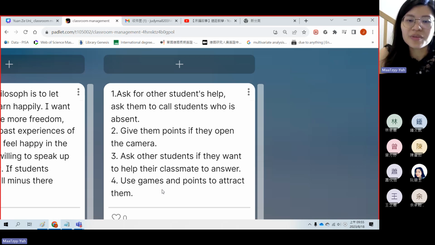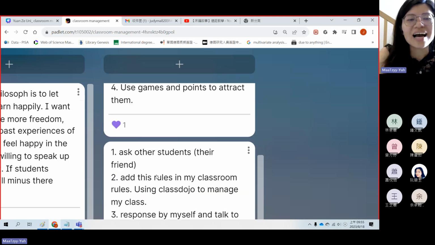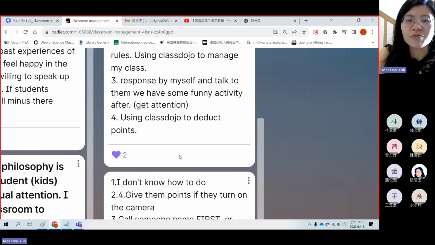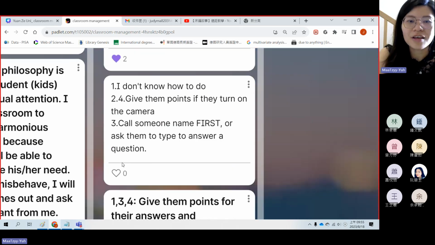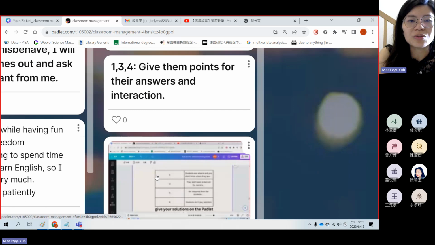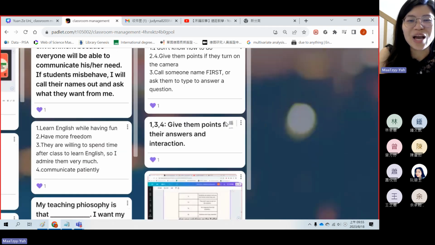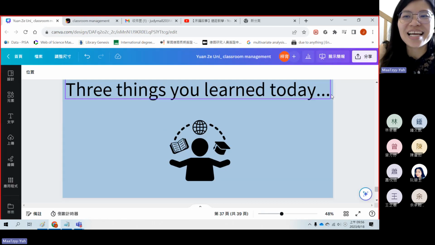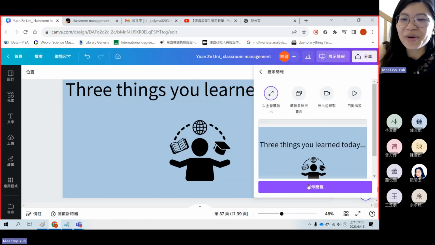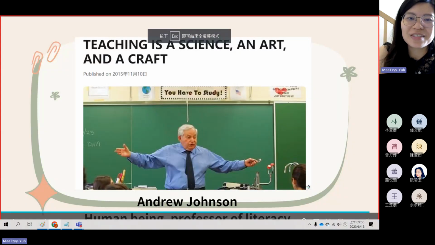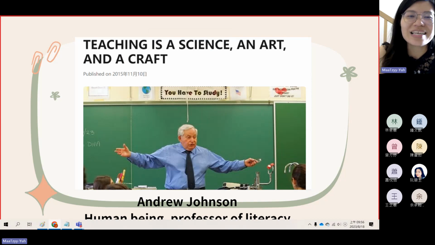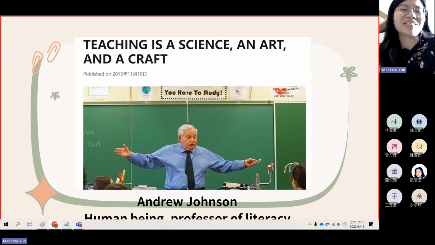And then number 4, use games and points to attract them. Yeah, I think they are all very, very nice strategies and ideas, also very helpful that you could have used to help your class go more smoothly. Thank you for sharing. And I think we only have 4 minutes left, so I'm going to get to the last slide that I'm gonna share with you today.